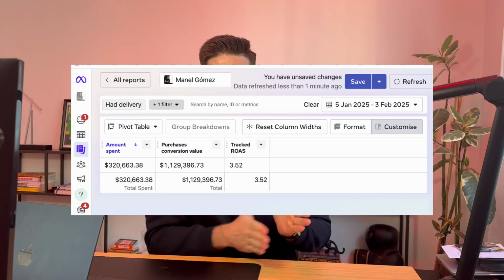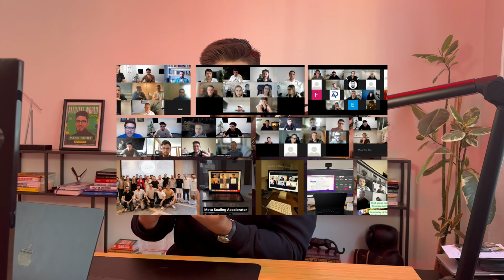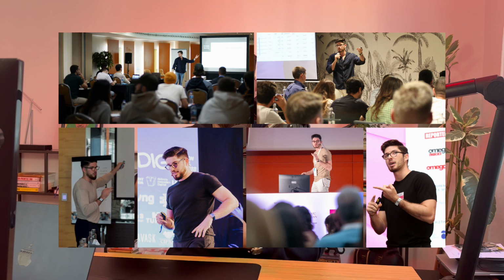In the last 30 days, I spent $320,000 on Facebook ads for 3 brands in my client portfolio at an average ROAS of 3.5. I've been personally spending 300 to 500K per month, 800K sometimes per month since 2021, so a few years already. And if there's one question I always get asked, no matter where I am, if I'm in a podcast, an interview, a weekly coaching session, or a conference, that question is, how do you fix ROAS inconsistency?